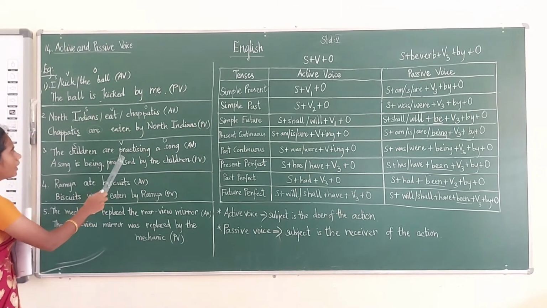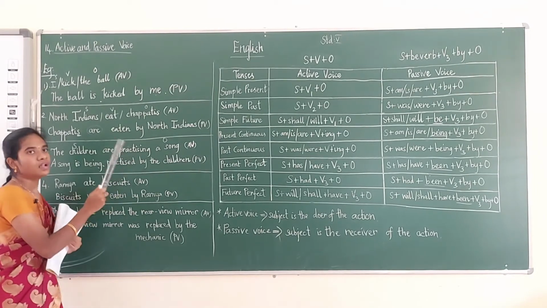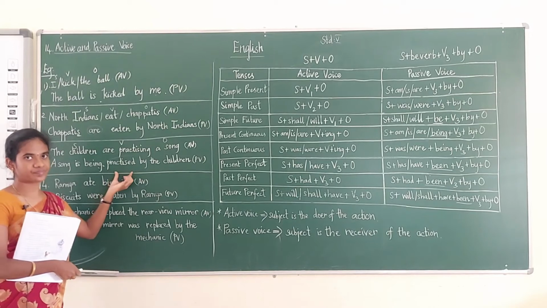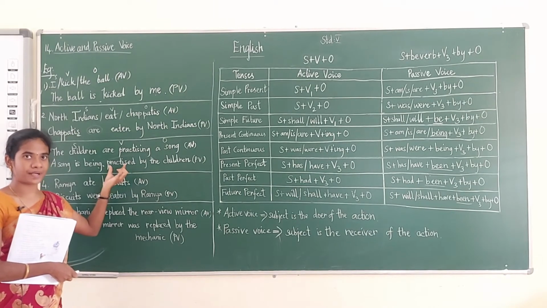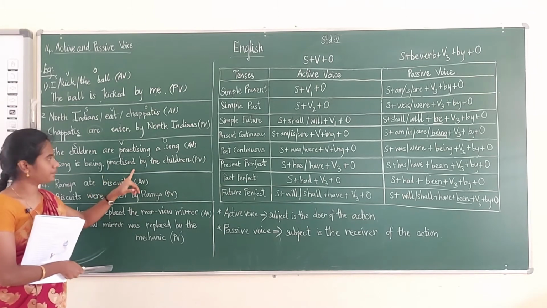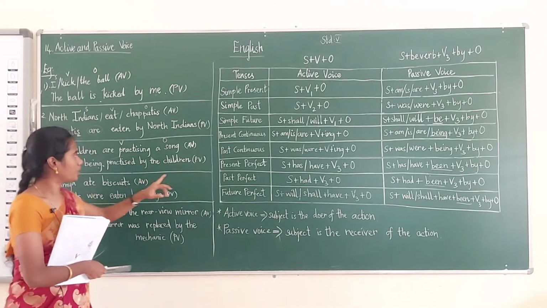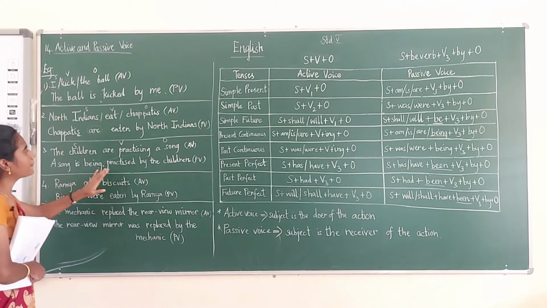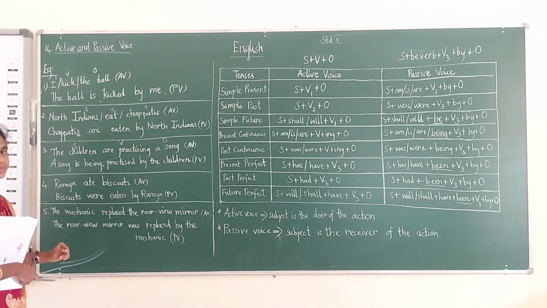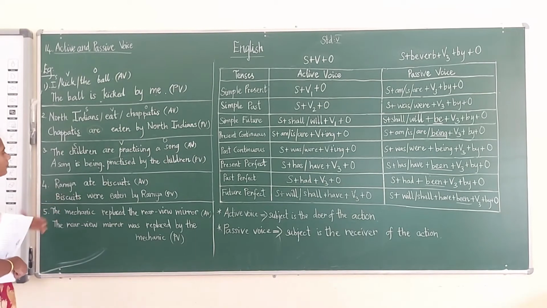Okay, the next, the V3 form. What is the V3? Practicing is the verb form given. The V3 form of practice is practiced. Practice, practiced, practiced. We have to write the V3 form, that is practiced by the children. A song is being practiced by the children. So this is in the passive voice. Okay, see the next example.